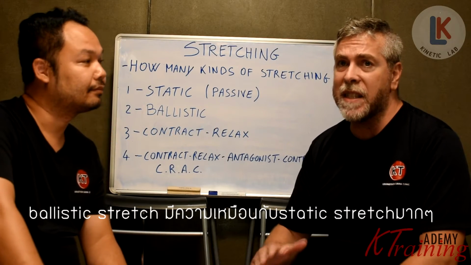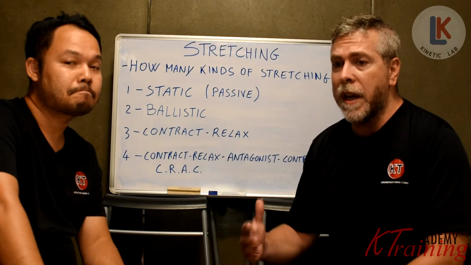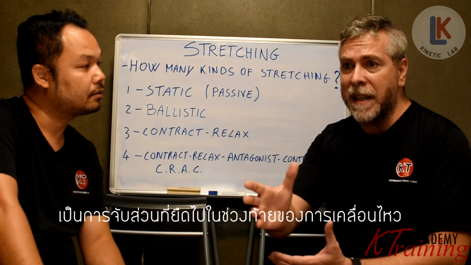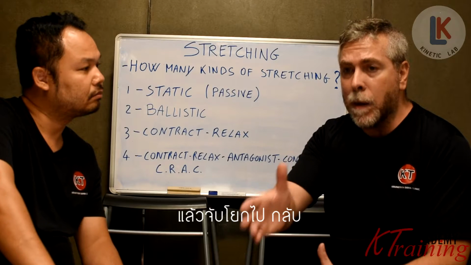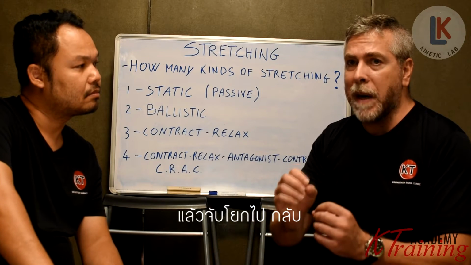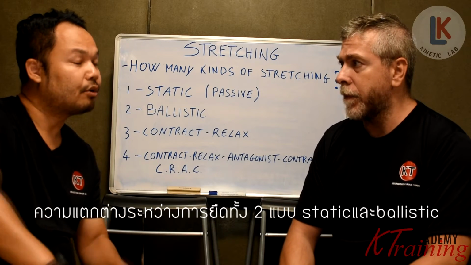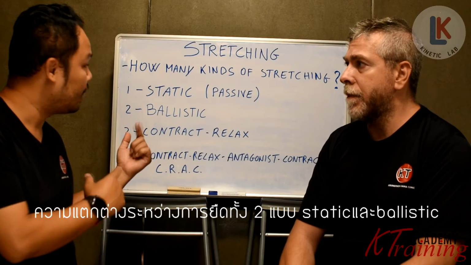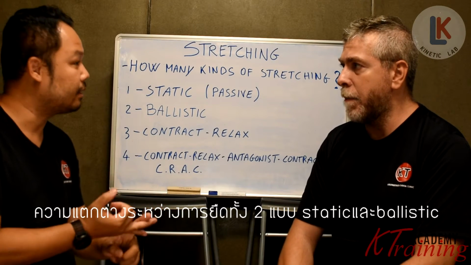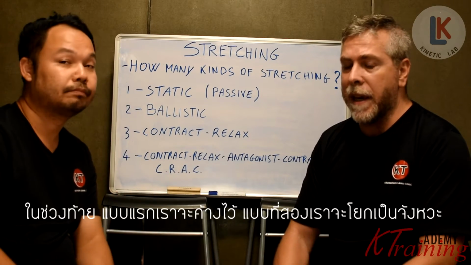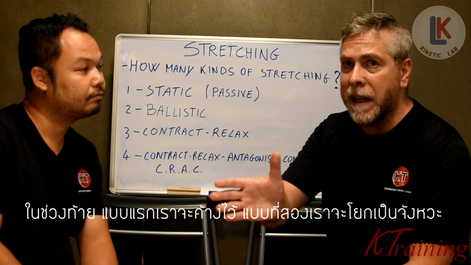Next up, we have the ballistic stretch. The ballistic stretch is very similar to the static stretch. It's also a passive kind of stretch, and it consists in putting the skeletal segment at the end of the range of motion, and then bouncing back and forth at the range of motion. The difference between the two types, static and ballistic, is rhythm. In the static it is a continuous hold. In the ballistic there is a bouncing.